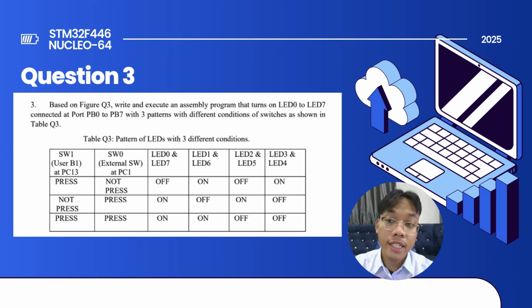This is the question that our group got, which is question 3, where we have LED 0 to LED 7 connected at port PB0 to PB7 with 3 patterns with different conditions of the switch as shown in table Q3.